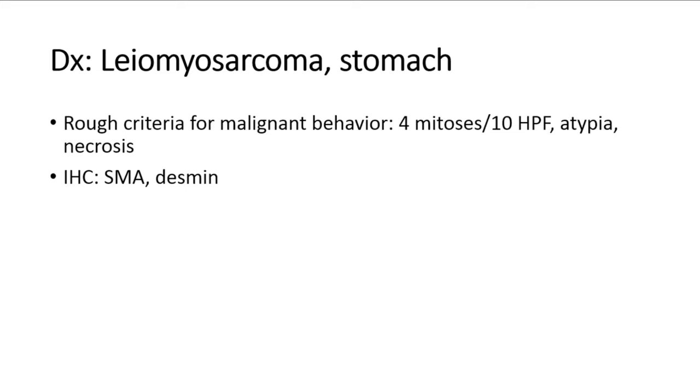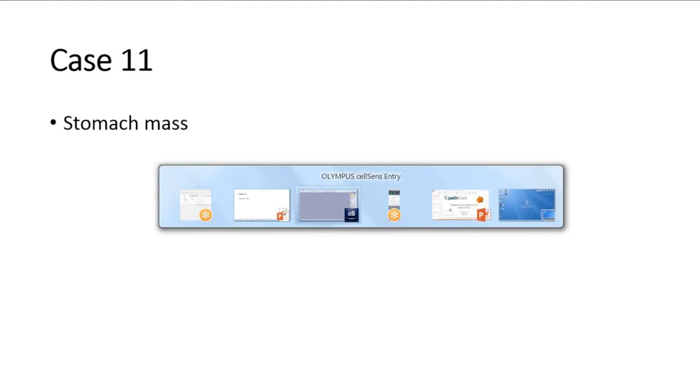We ended up with several hundred, and the manuscripts are being worked on. There was a platform at USCAP earlier this year, and the group found that the criteria for malignant behavior, namely leiomyosarcoma versus leiomyoma, were 4 mitoses per 10 high power fields, atypia, and necrosis. So nothing terribly surprising, but it's nice to have a discrete cutoff or a number to aim for, namely 4 per 10. And again, this thing had 4 per 1 in some fields, so definitely leiomyosarcoma of the stomach. All right, back to normal formatting.